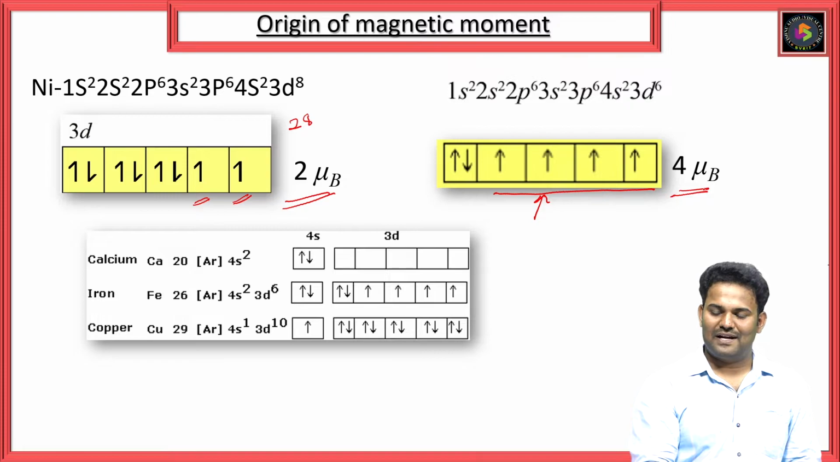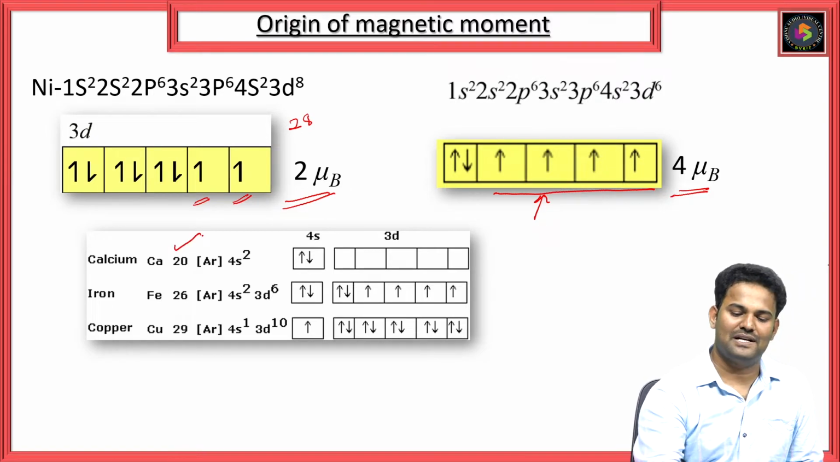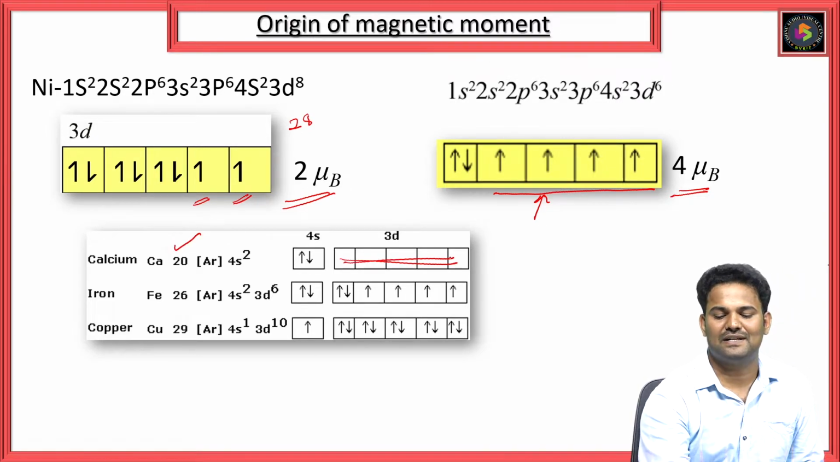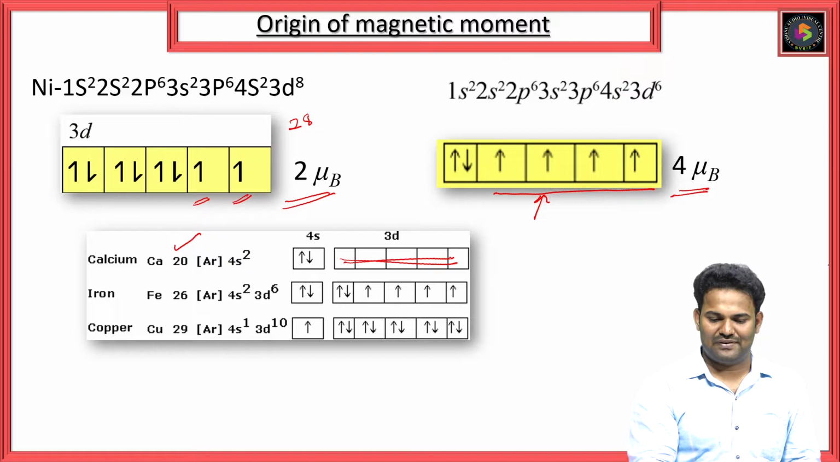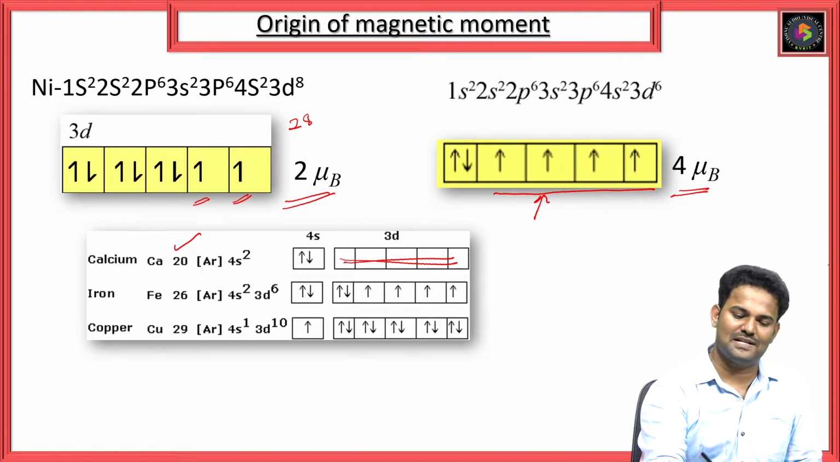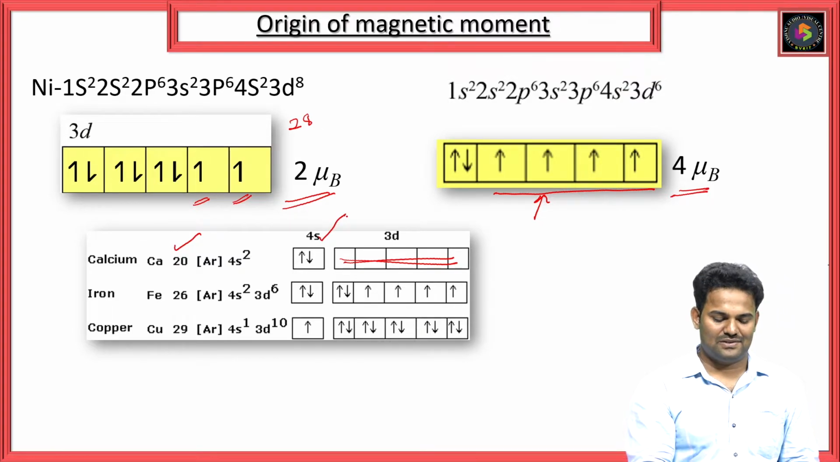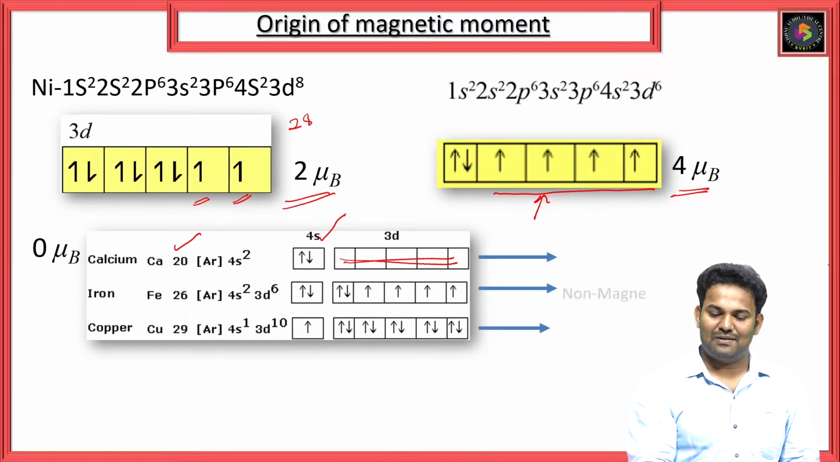Similarly, calcium has atomic number 20, which is completely filled. There is no vacancy in the d orbital, and the s orbital is also completely filled. This means the calcium is of non-magnetic nature, so the Bohr magnetons are 0 mu b.